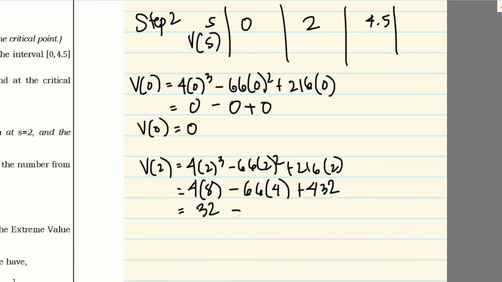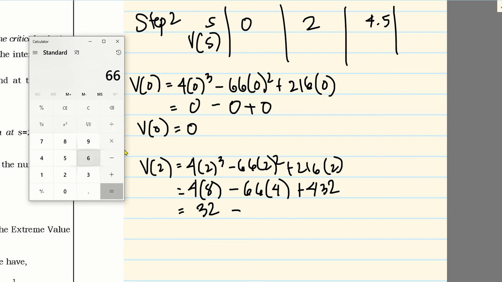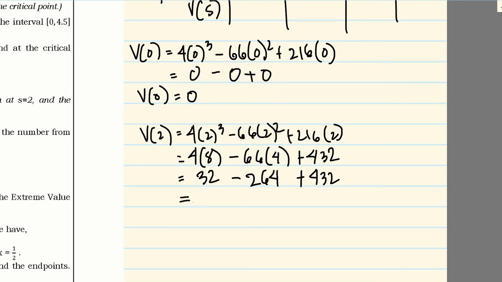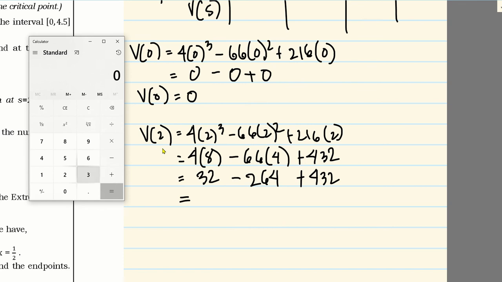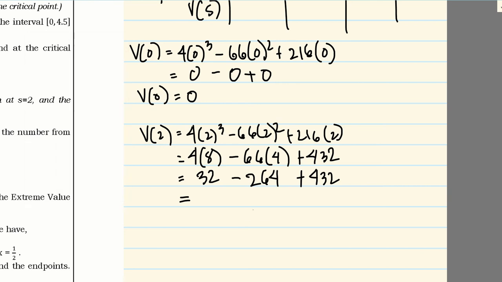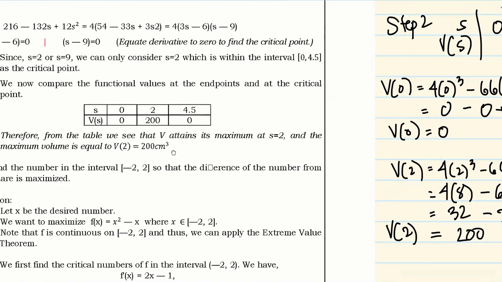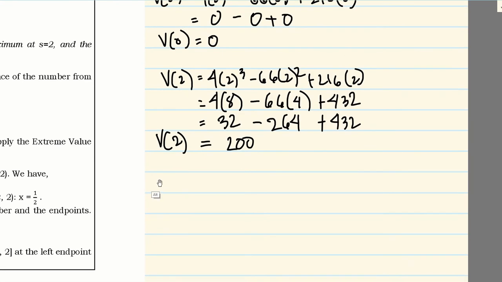32 minus 66 times 4, which is 264, plus 432. So 32 minus 264 plus 432 is equal to 200. That is the volume. So how about we use 4.5?